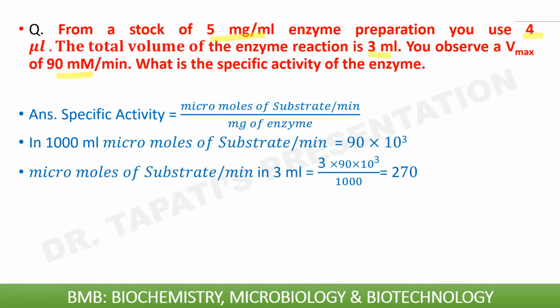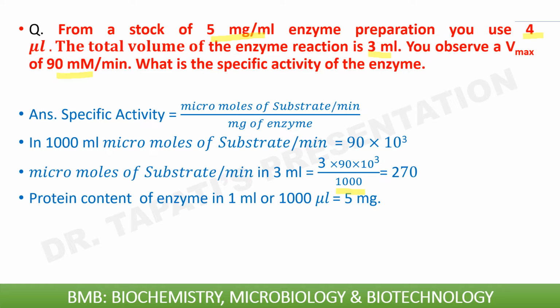Now micromoles of substrate per minute in 3 ml, because the total volume of the enzyme reaction is 3 ml. So the total micromoles of substrate conversion per minute in 3 ml will be 3 into 90 into 10 to the power 3 divided by 1000, that is equal to 270.